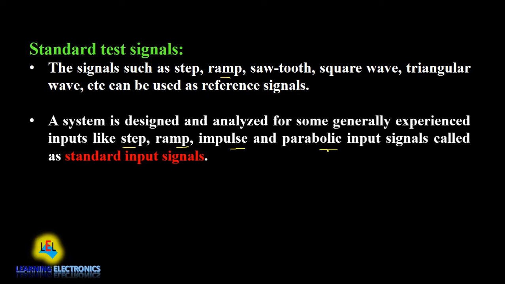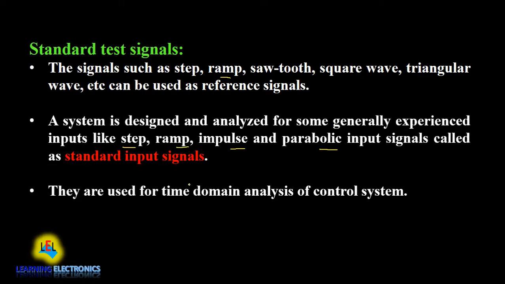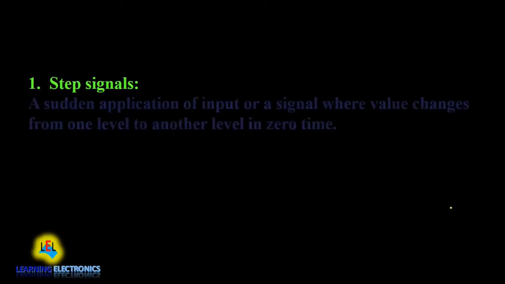Once the system behaves satisfactorily to test input, its time response is assumed to be up to the mark. Standard test signals are used for the time domain analysis of the control system. Now let us study all the standard test signals one by one. So the first one is the step signal.